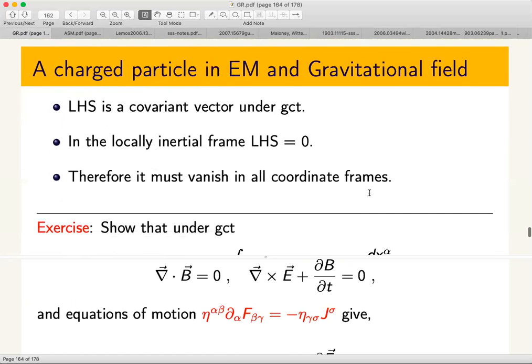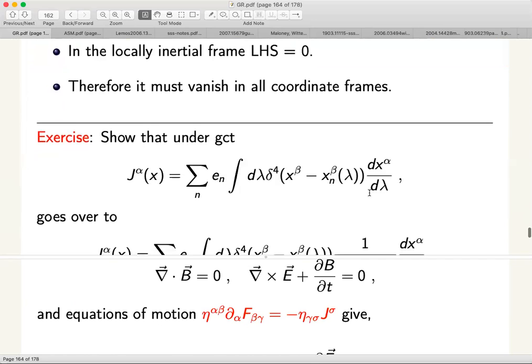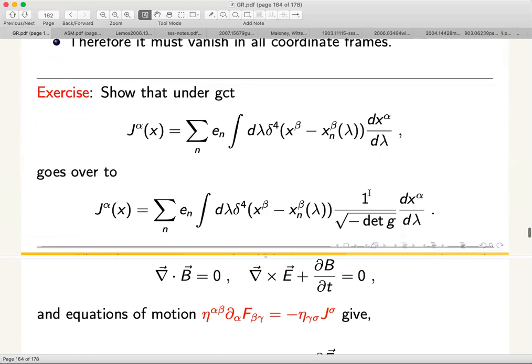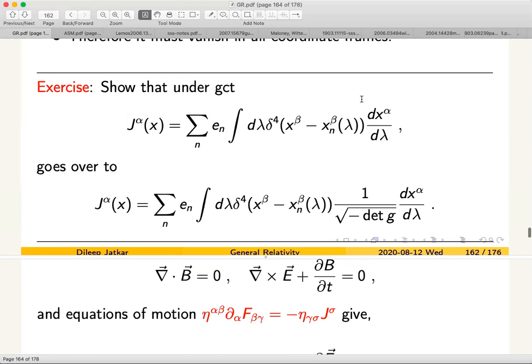Fine. So here's the exercise which I was talking about, that if you do start with this form, which is the covariant form that we had written down in flat space.